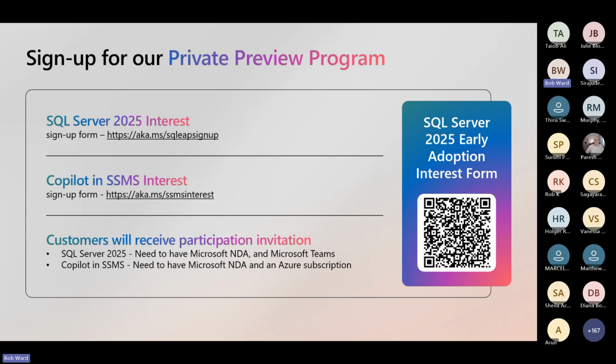Of course, when we go public preview, we always have an evaluation edition, a developer edition. And then as we move towards GA, that's when we finally release our actual final editions.